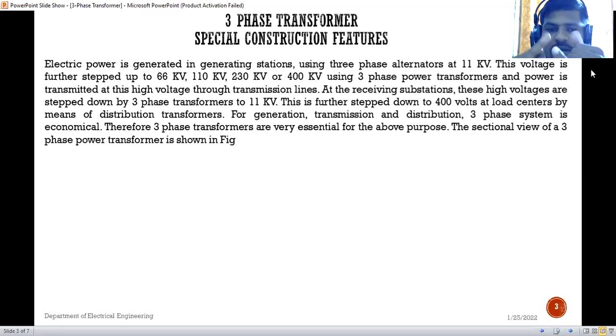So generally the generation of electrical energy, the transmission of electrical energy, and the distribution of electrical energy are economical when we are using a three phase system. थ्री फेज सिस्टीम ज्यावेळेस यूज करतोय त्यावेळेस इकॉनॉमिकल असेल. Now therefore a three phase transformer is very essential for that purpose. त्या पर्पज साठी, जनरेशन साठी किंवा ट्रान्समिशन साठी or distribution साठी.